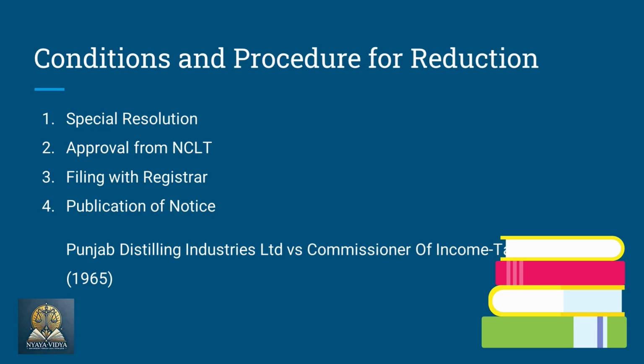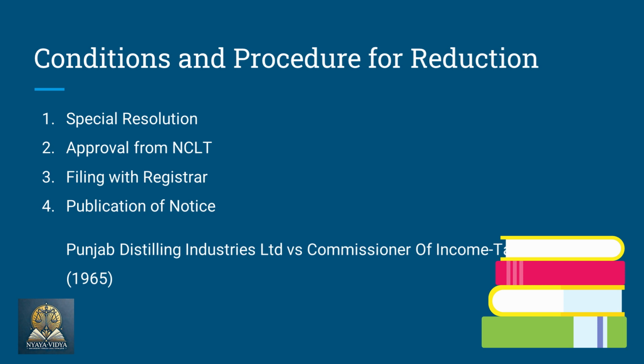Once we get approval from NCLT, we need to file the same with the Registrar, providing legal documents. Some documentation and procedure will be there, and we need to follow that. Once that is done, step 3 is also done. Then publication of notice. We need to publish this information in newspapers, following a different procedure for that. Once these 4 steps are completed, we can go with reduction of share capital.